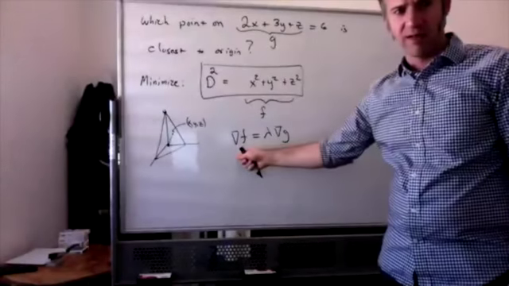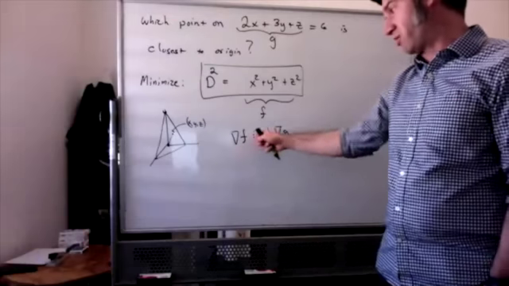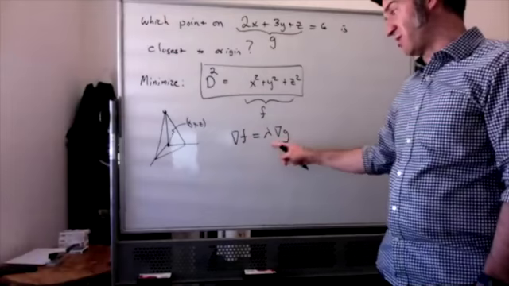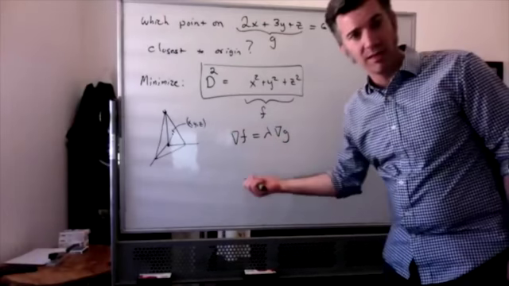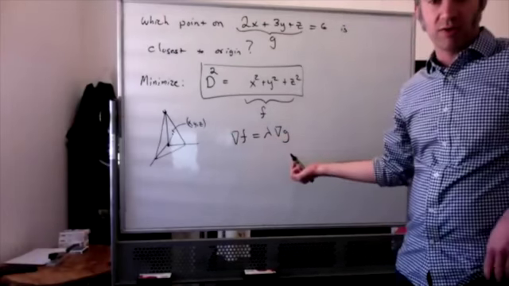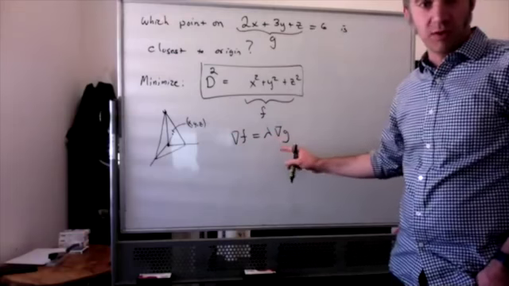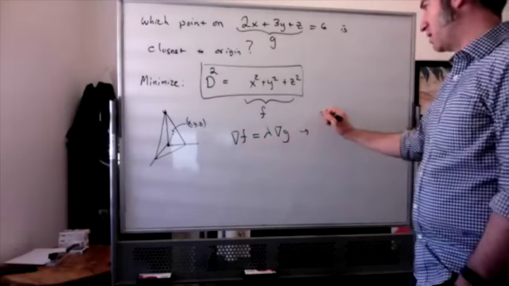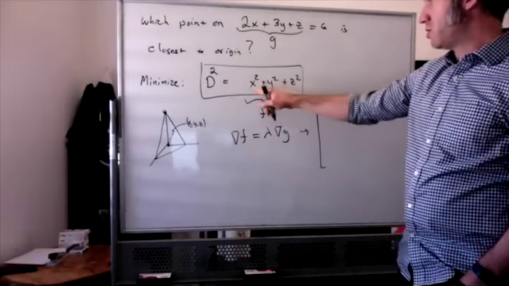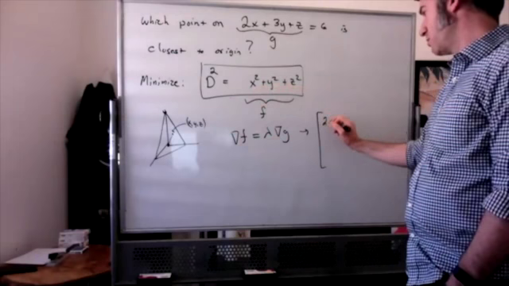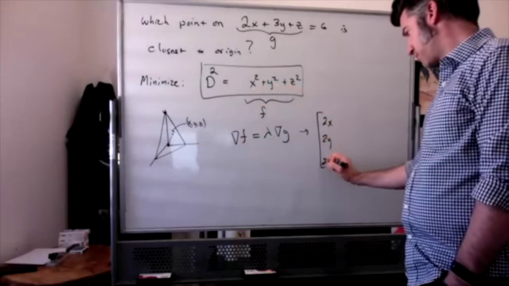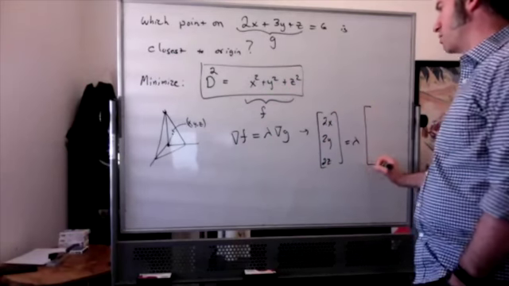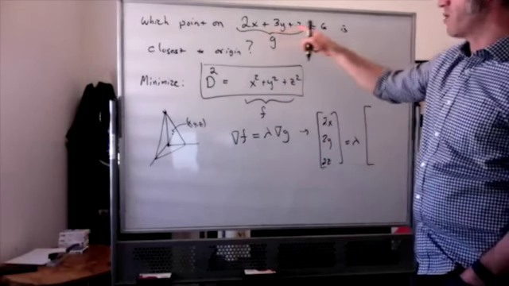The gradient of the thing you're trying to minimize equals lambda times the gradient of the thing that is your constraint. It technically doesn't matter where you put your lambda, but it's standard to put your lambda on the constraint. Okay, so that's going to give me the gradient of f as 2x, 2y, 2z, and the gradient of g is going to be 2, 3, 1.